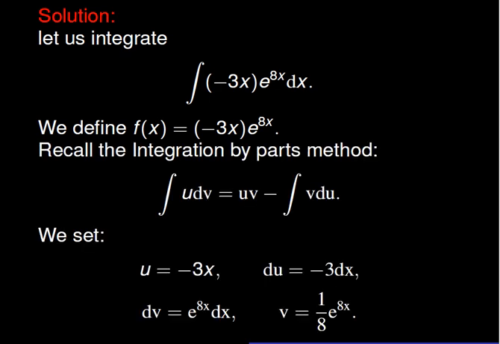Let us recall the integration by parts method. The integral of u dv is equal to u times v, minus the integral of v du. Then, we set u equal to minus 3x, and du equals minus 3 dx. And, dv equals exponential of 8x dx, and v equals 1 over 8 times exponential of 8x.